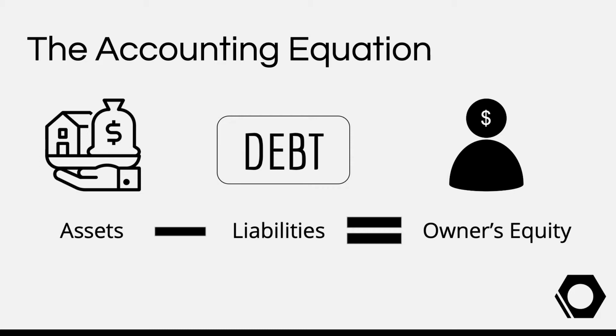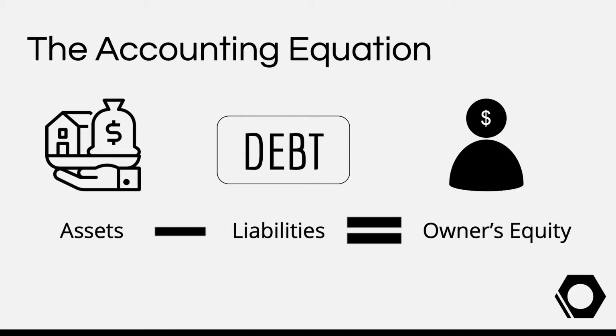Equity represents the value that belongs to the owner or owners of the company. Owner's equity is calculated by subtracting liabilities from assets. When you total up everything of value that you own and subtract everything that you owe, your equity is what is left over.